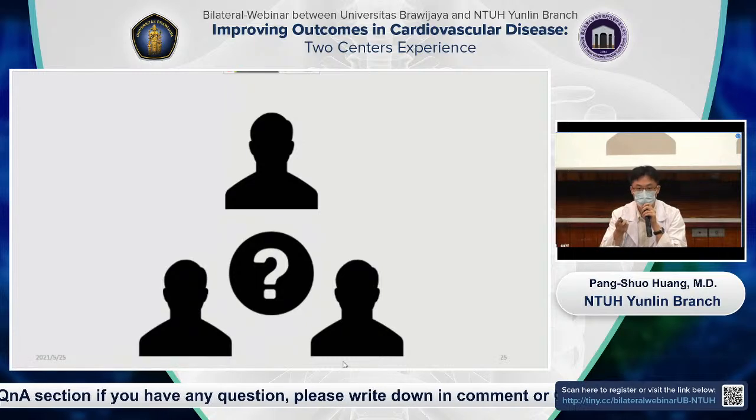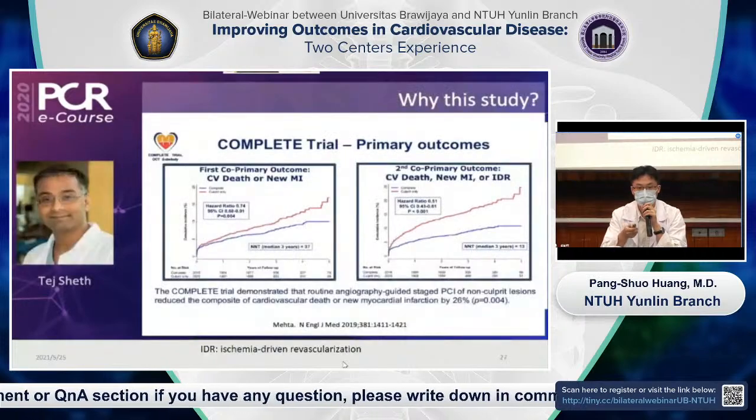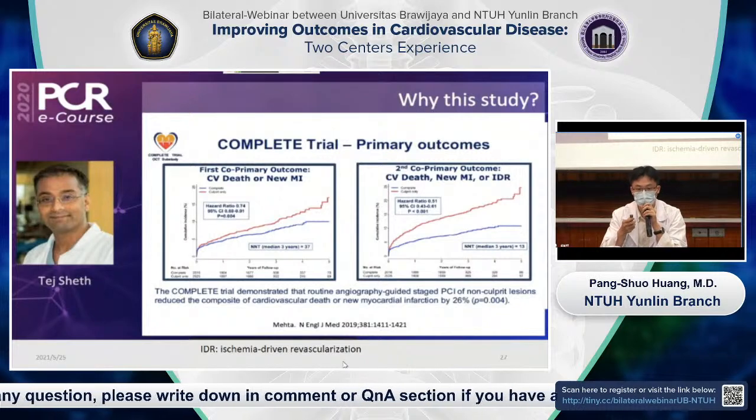So at this time, we fixed the RCA lesions, but we left the Lemon bifurcation lesion. Should we completely revascularize this patient? So this is the COMPLETE study from the 2020 PCR course. And in the COMPLETE trial, we can see for STEMI patients, with complete revascularization, we can reduce myocardial infarction, CV deaths, and also ischemia-driven revascularizations.